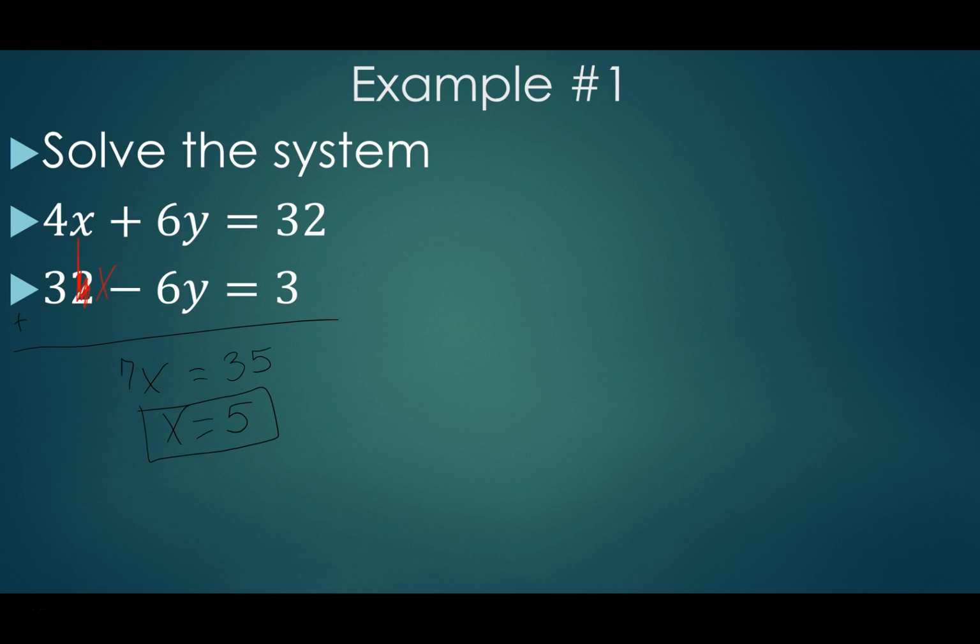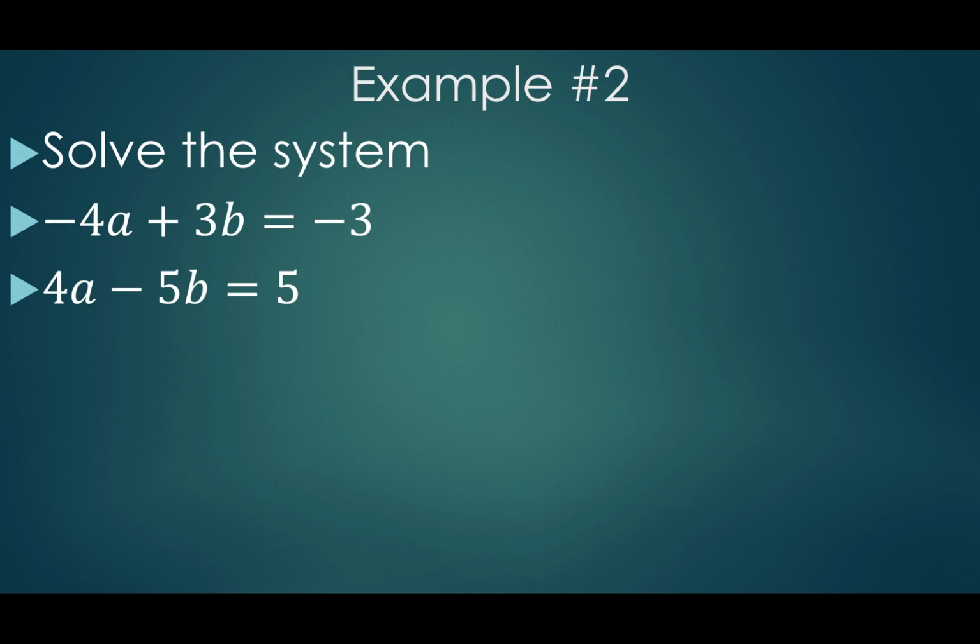Now we plug it back in, doesn't matter where. If we do the top equation, 4 times 5 plus 6y equals 32. 20 plus 6y. We subtract the 20 and divide by the 6 to get y equals 2. If you plugged into the bottom equation, it would still give you a positive 2 for your answer. So ultimately, it doesn't really matter which one you plug into. But again, the key is recognizing same number, opposite signs, add the equations together.